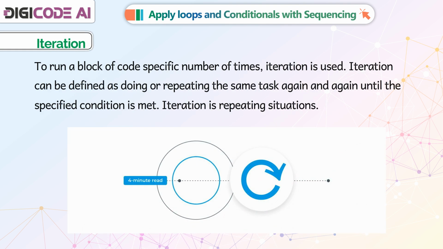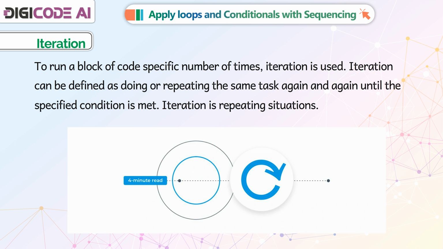Iteration. To run a block of code a specific number of times, iteration is used. Iteration can be defined as doing or repeating the same task again and again until the specified condition is met.